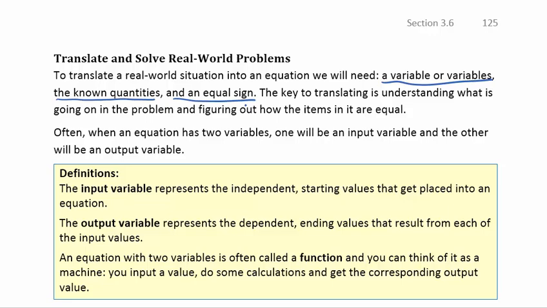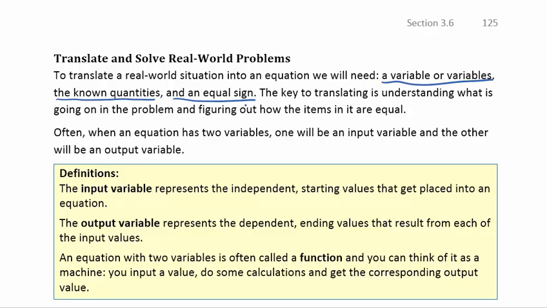All right, so every time we write an equation, we know things are going to be equal. So you want to think about what's going on in the problem and how you can set it up so that the two sides of your equation will be equal. Often, when an equation has 2 variables, one will be an input variable and the other will be an output variable.